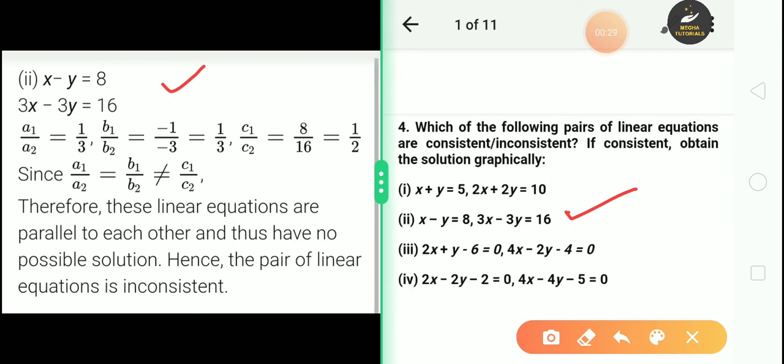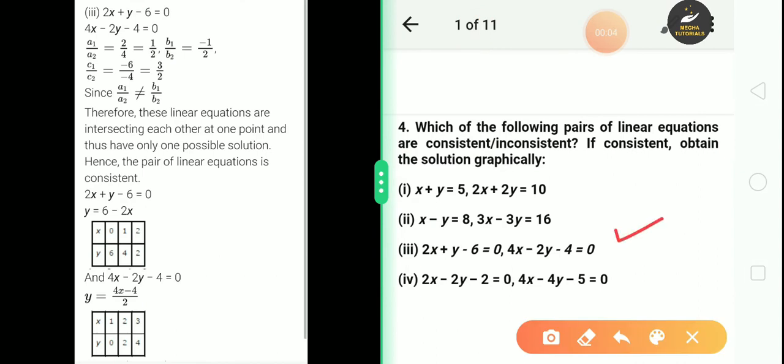So from the ratios we can say that a1 upon a2 is equal to b1 upon b2 is not equal to c1 upon c2. Therefore we can say that the given equations are representing parallel lines. Therefore no solution is possible. Therefore the pair of linear equations is inconsistent.